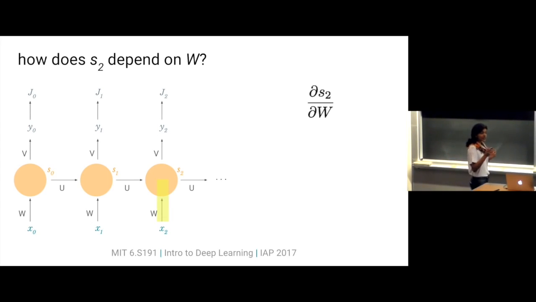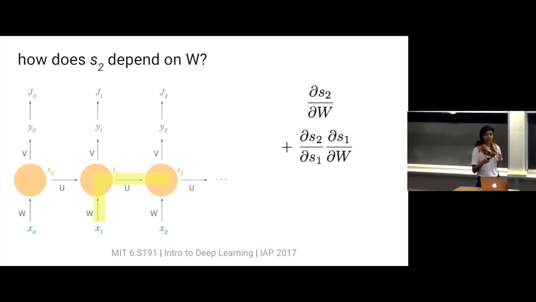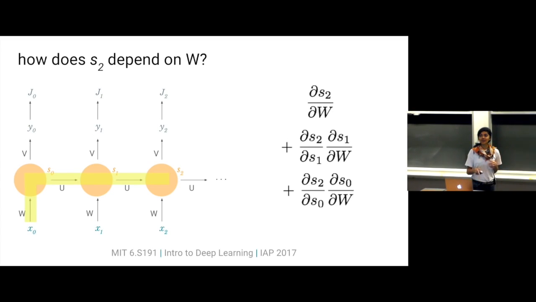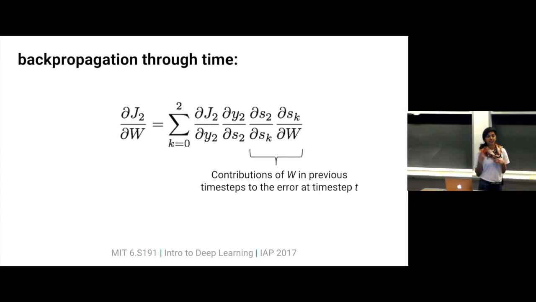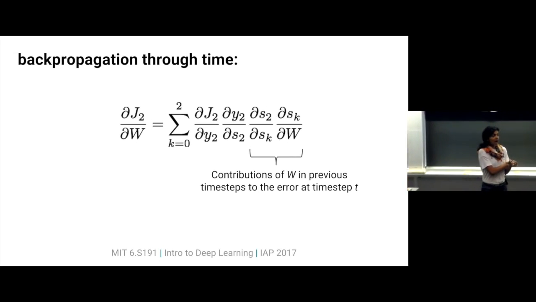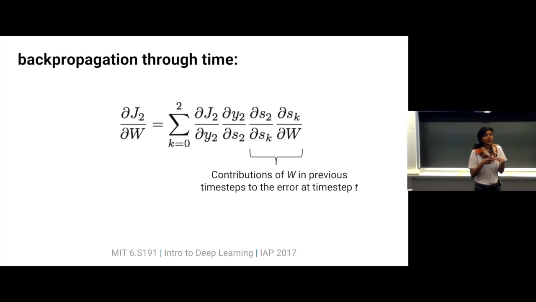So how exactly does the cell state at time 2 depend on w? Well, we know that w feeds directly into it, but it also depends on the cell state at time 1, which depends on w, and the cell state at time 0, which also depends on w. So in order to figure out how S2 depends on w, we have to sum all of these things. We can rewrite this as the following sum. The key thing to understand here is that w contributes to the error at all the past time steps, and we have to incorporate how w contributes to the error at each of those time steps.